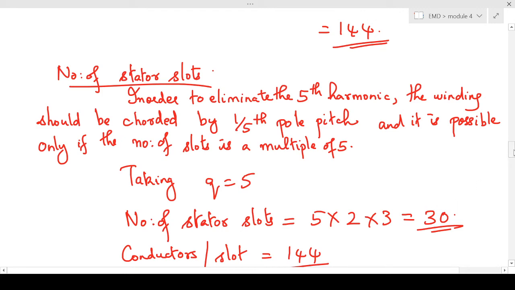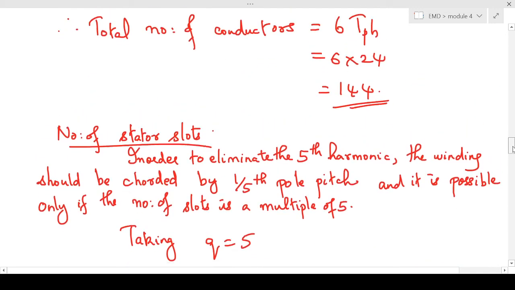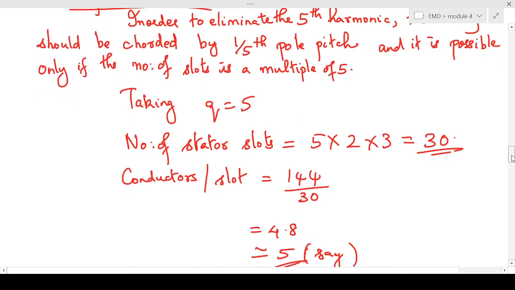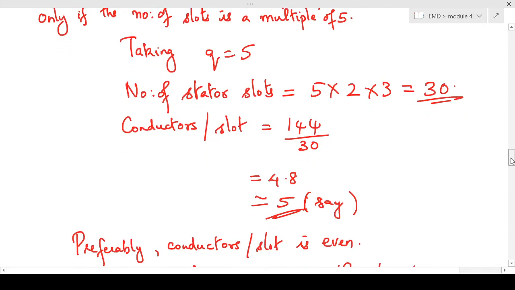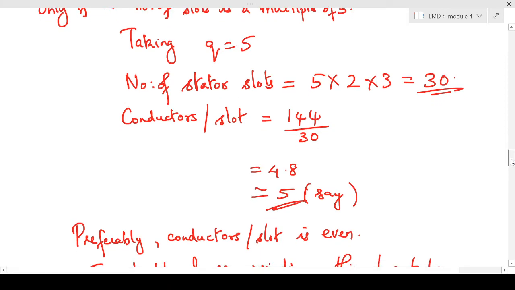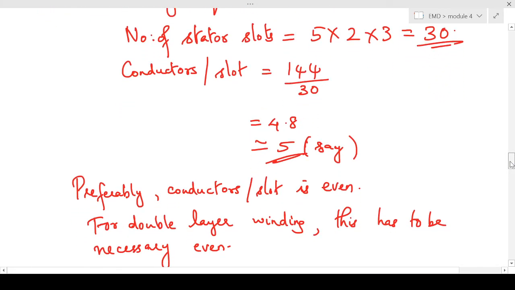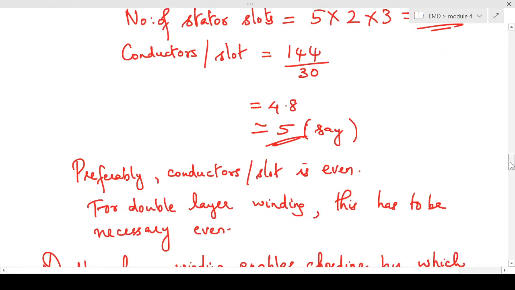So we have obtained the total number of conductors as 144. So the conductors per slot is equal to 144 divided by 30, which is equal to 4.8. So we are approximating it to 5, say. But the conductors per slot should be even, because we are using double layer winding. We have to short-chord the winding, so we can use only double layer winding, and for double layer winding, the conductors per slot should always be even.